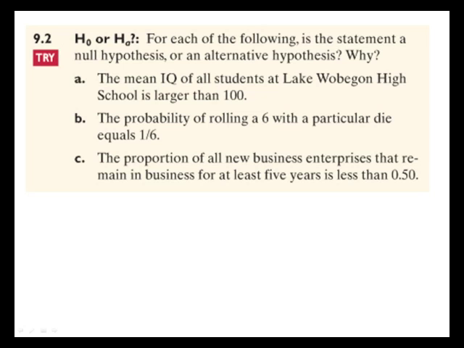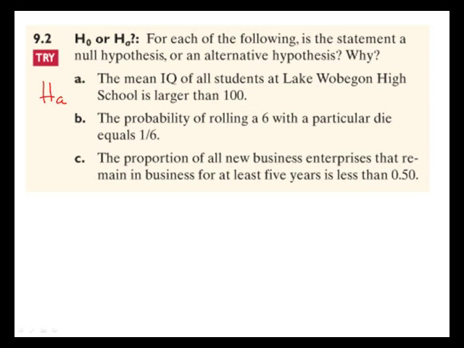And so here are a few examples before we get into actually working through a hypothesis test of the sort of things that we talked about. And here are 3 hypothesis statements, and we want to know if they're null or alternative hypotheses and why. So the first one, the mean IQ of all Lake Wobegon students is larger than 100. What would that be? Alternative. So we write that as HA.